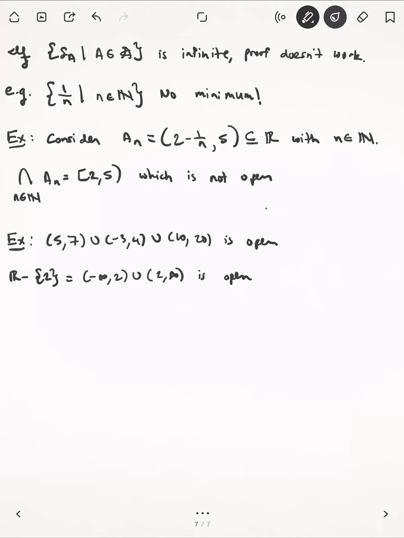But you can also characterize other sets, right? Like 2 to infinity is open, because 2 to infinity equals the union, for x greater than 2, of open sets 2 to x, right? And so you can clearly show that 2 to infinity is an open set.